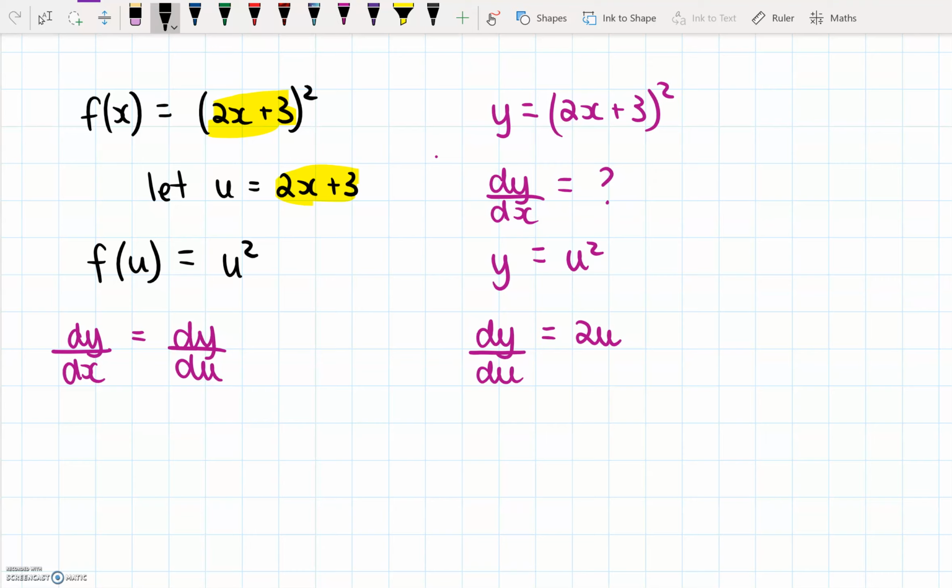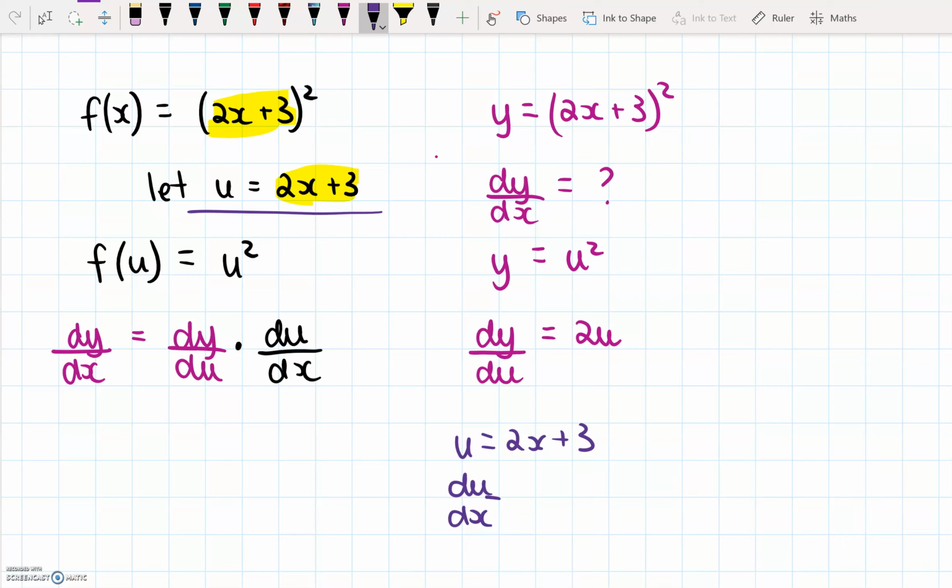Well, what we can do is multiply this by du dx. What this means is that we're differentiating u in terms of x. We can actually do that because we have u. We said way back here that u was equal to 2x plus 3. So if u equals 2x plus 3, then du dx is just going to be equal to 2.